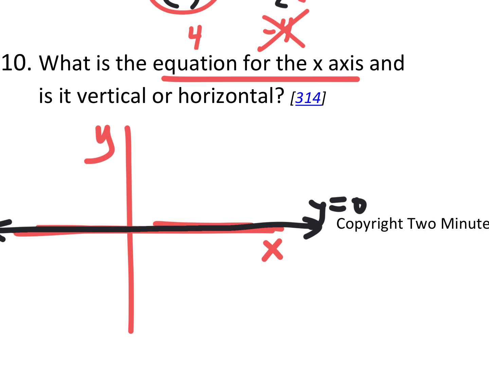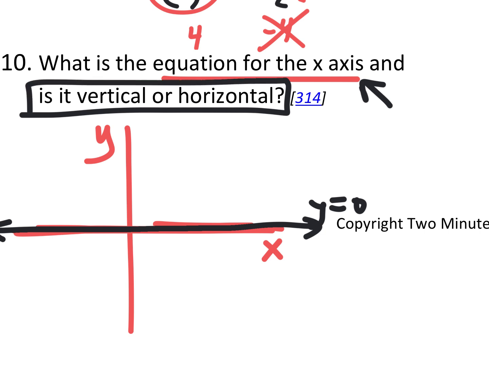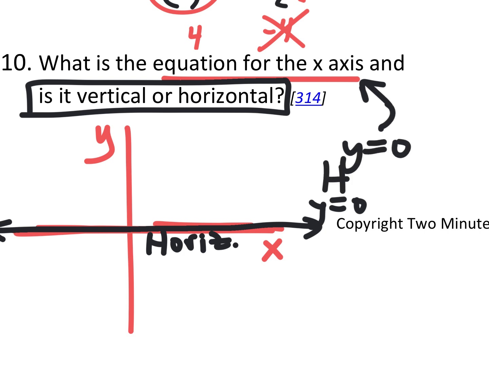So to answer this question, what's the equation for the x-axis? It would be y equals 0. And is it vertical or horizontal? If you've gotten those confused in the past, the horizon goes across like that black line, so that is a horizontal line. So to answer my question, what's the equation for the x-axis? It's y equals 0, and that is horizontal. If it was the y-axis you wanted, it would be the opposite of those. The y-axis would be x equals 0, and it would be vertical.